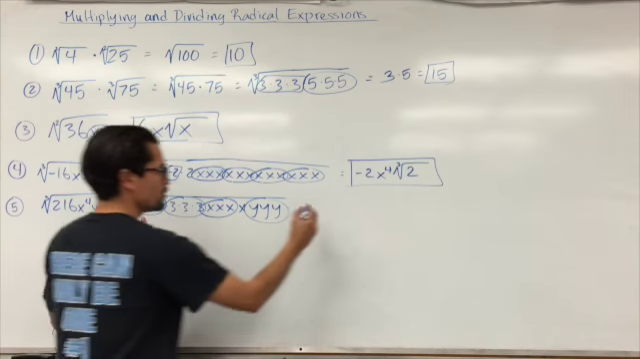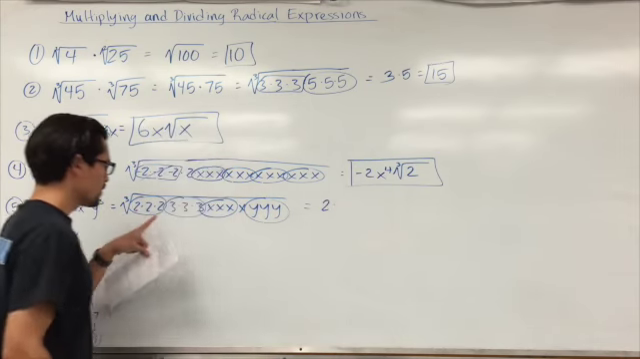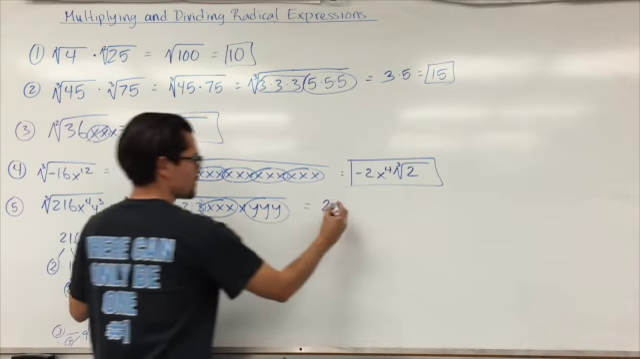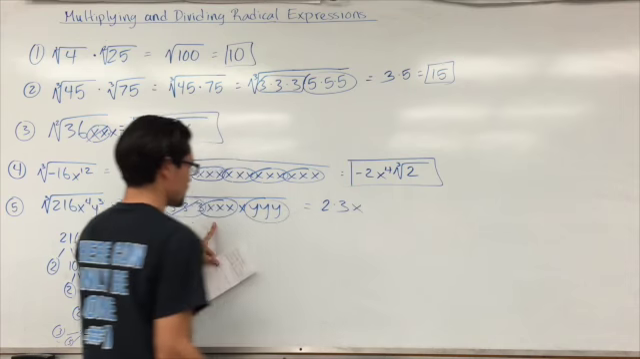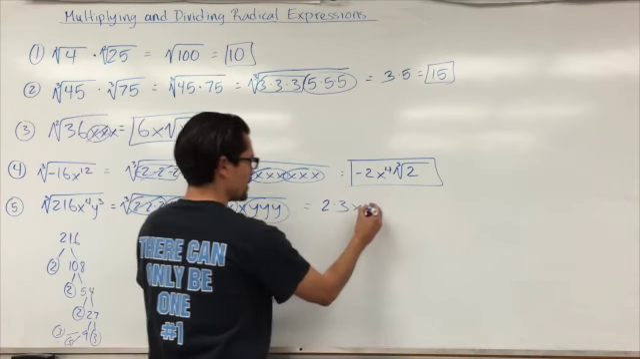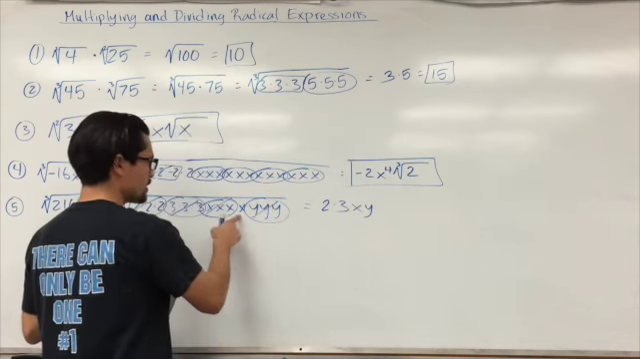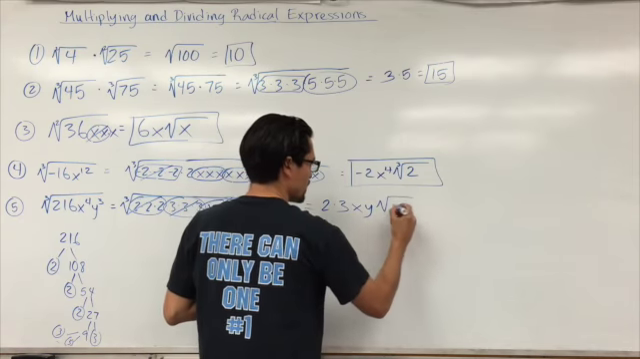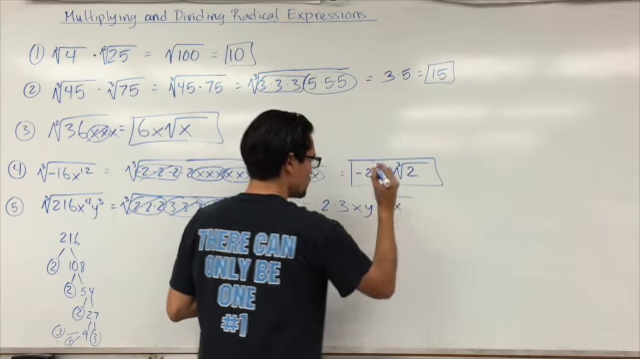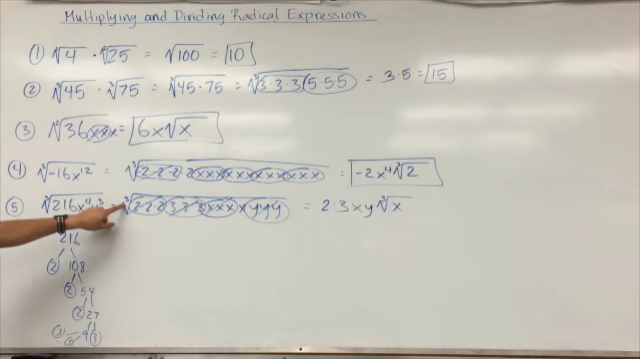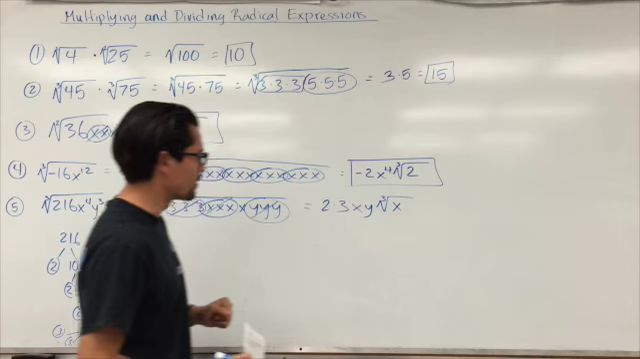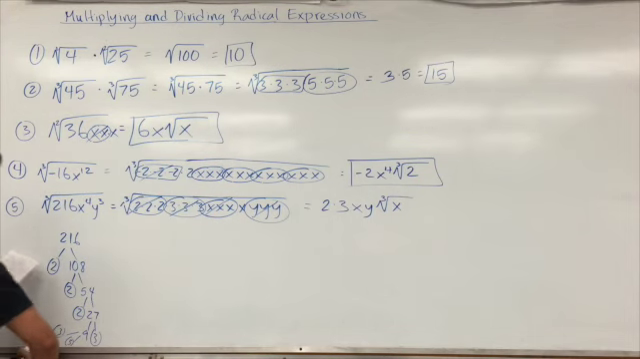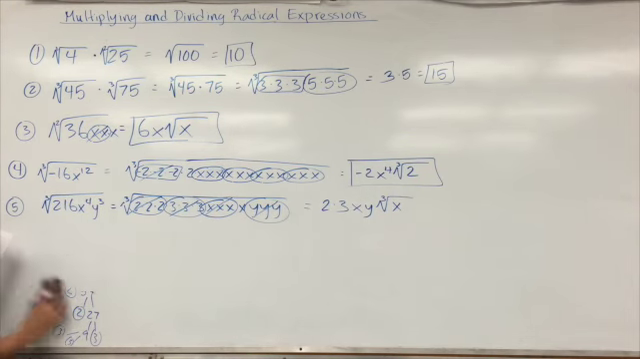One group of 2's, so there's a 2 outside. One group of 3's, so there's a 3 outside. One group of x's, so there's an x outside. And one group of y's, so there's a y outside. A single x will stay inside, and it's a cube root. Okay, remember, it's a cube root. Don't forget that. If you leave it as square root, your answer is now very, very wrong. All right, let's try a couple more.